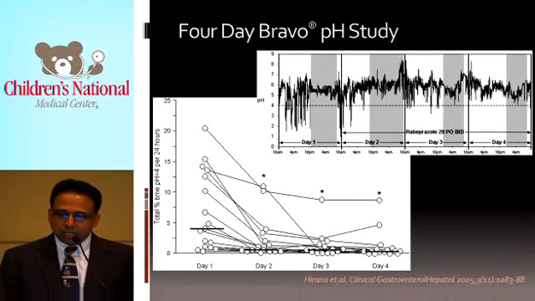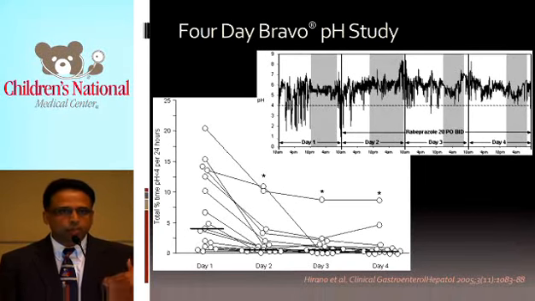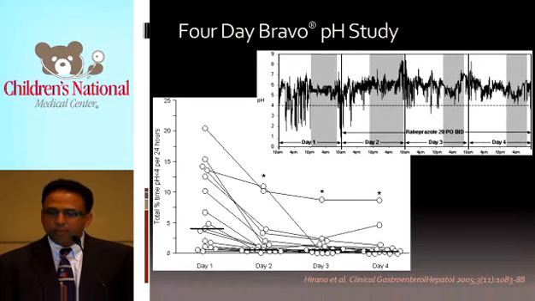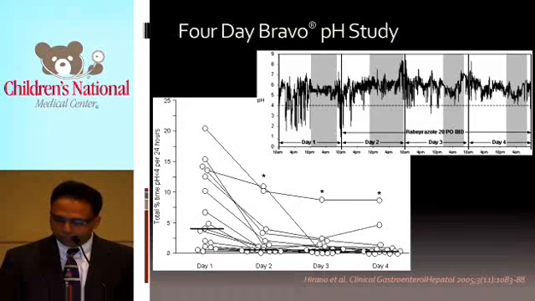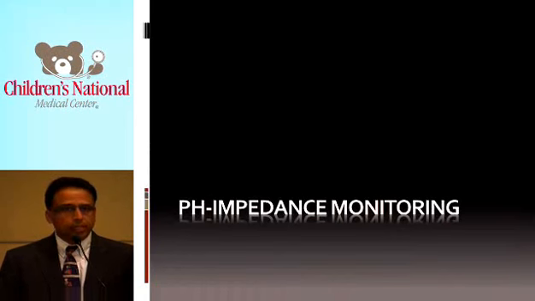The other advantage is that by having it for 4 days, you can start the study off of any PPI. You start them on a proton pump inhibitor after that, and then you see the response, that all these reflux episodes that were happening, with the pH dropping below 4, are responding nicely to this medication. So that is the biggest advantage of a wireless study.